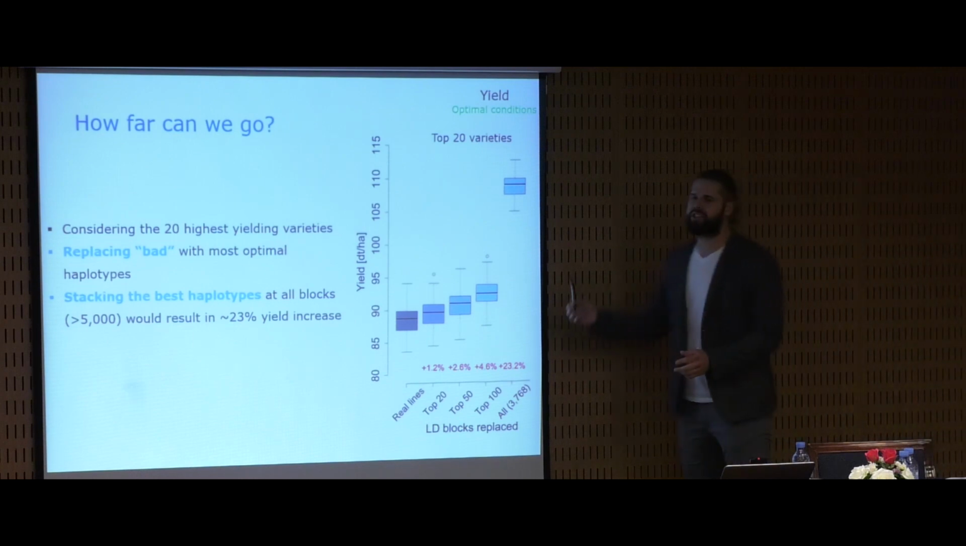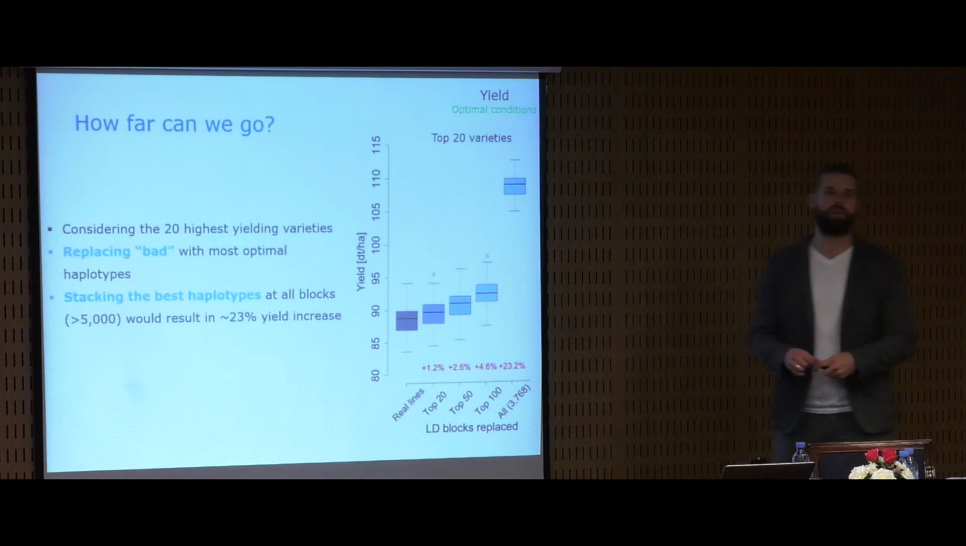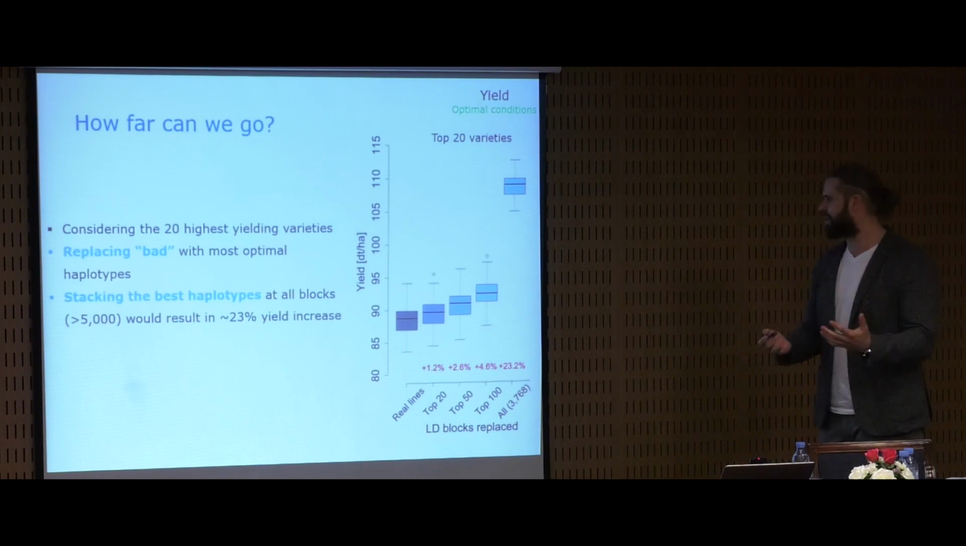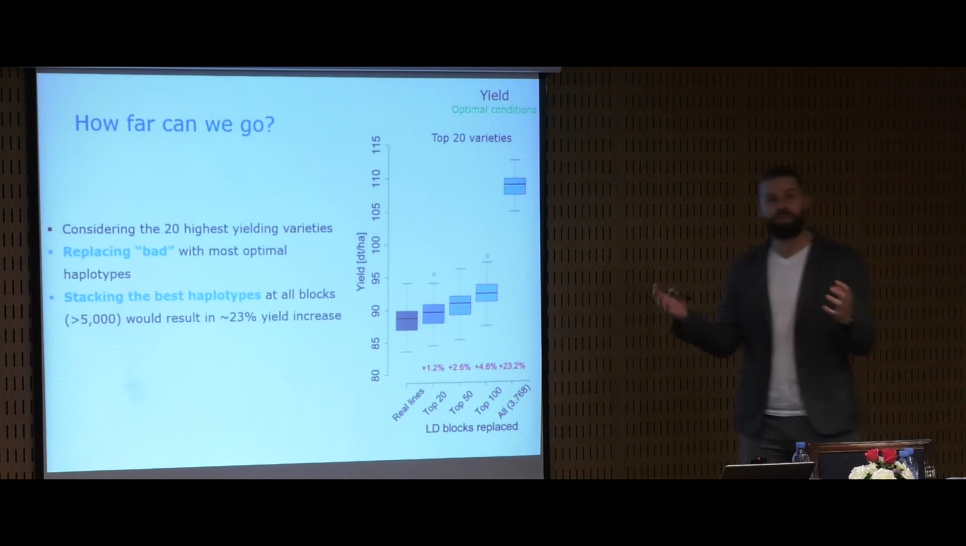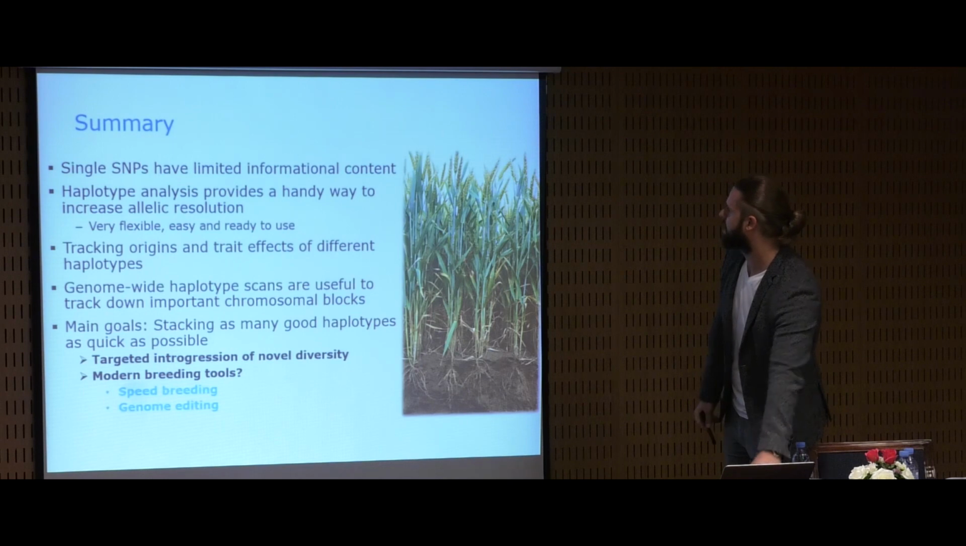But I think it nicely shows that even in a very, very narrow gene pool, like the one of European elite winter wheat, there's still some considerable room for improvement if we only were to come up with technologies that allowed us to stack the best alleles in the most optimal way.